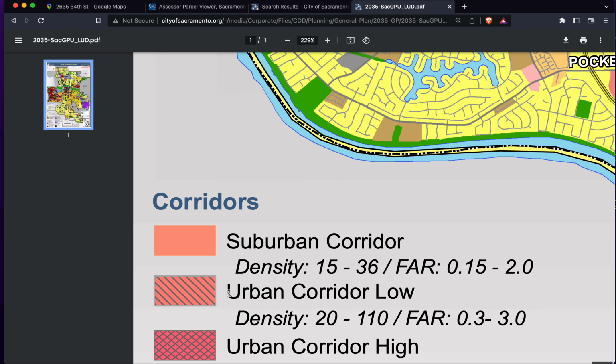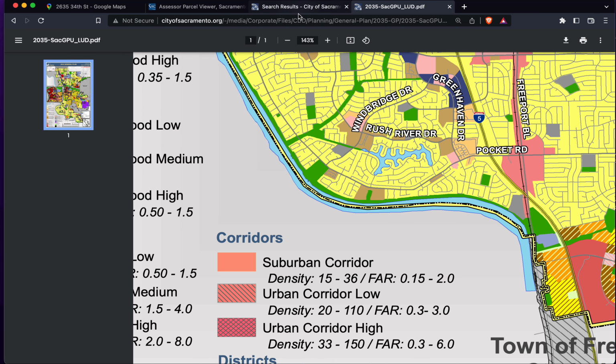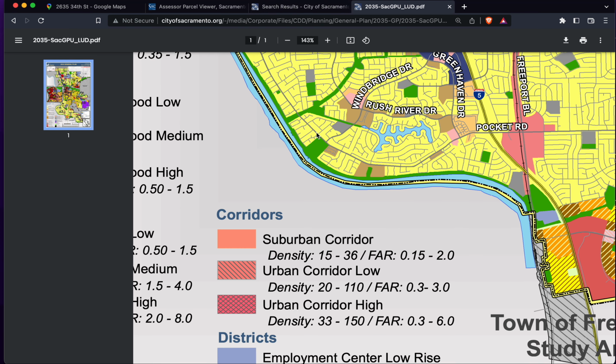It looks like the land use is part of an urban corridor, and it's Urban Corridor Low. So we have that. Now let's go back here. It looks like we are Urban Corridor Low.